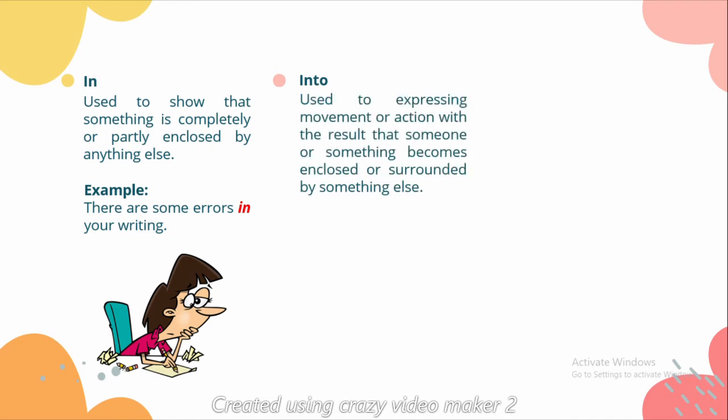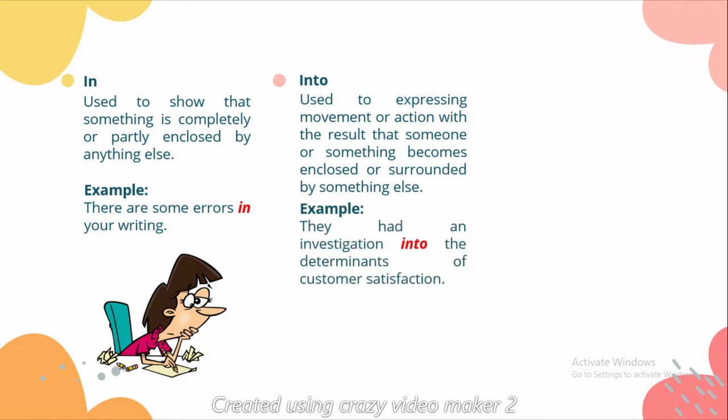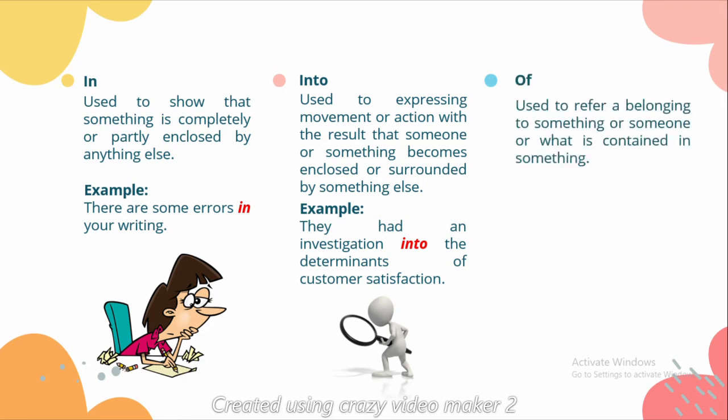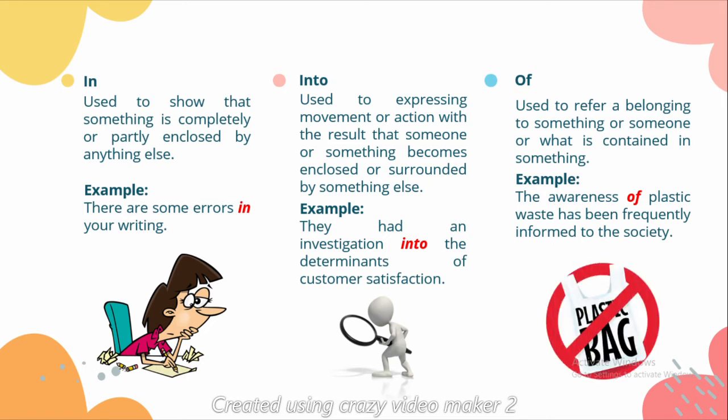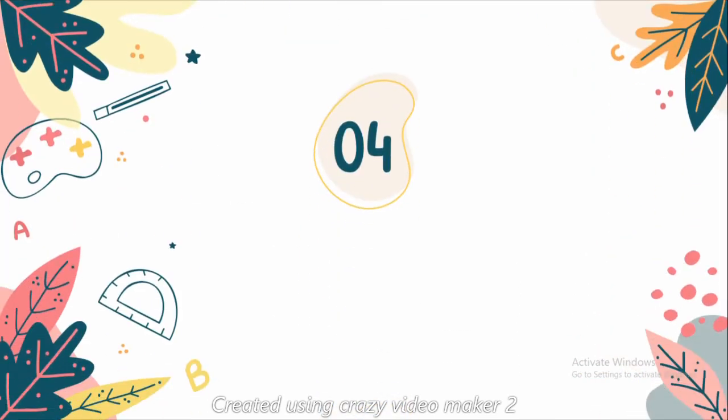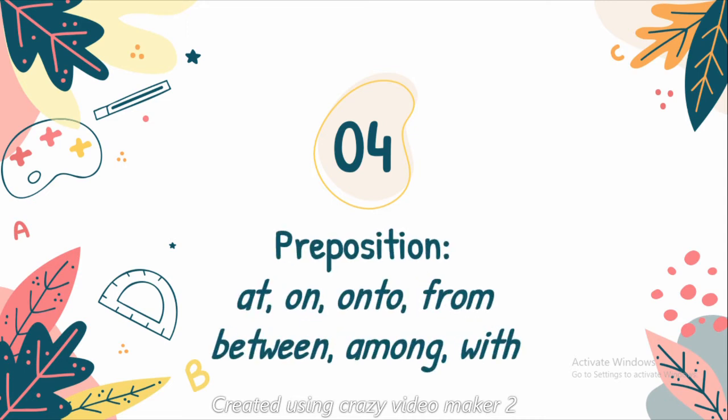Into is used to express movement or action with the result that someone or something becomes enclosed or surrounded by something else. For example, they had an investigation into the determinant of customer satisfaction. Of is used to refer to belonging to something or someone or what is contained in something. For example, the awareness of plastic waste has been frequently informed to the society. Okay, for the next one, I'm going to explain about the prepositions at, on, onto, from, between, among, and with.